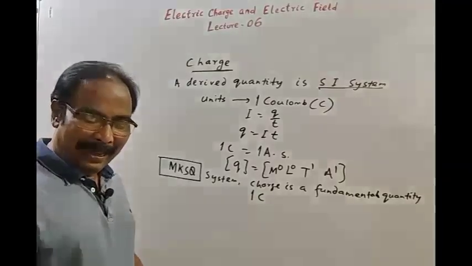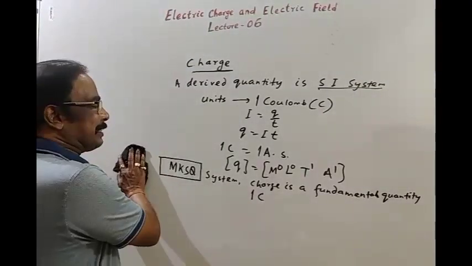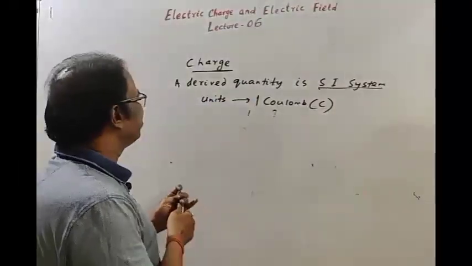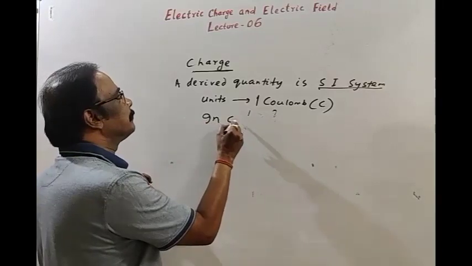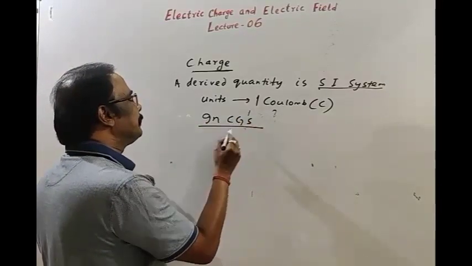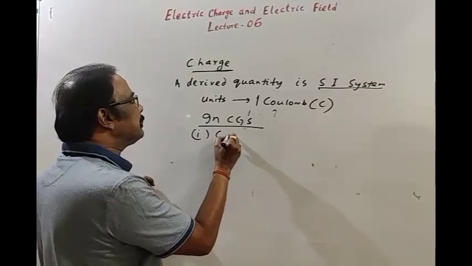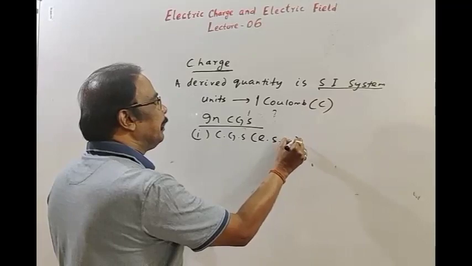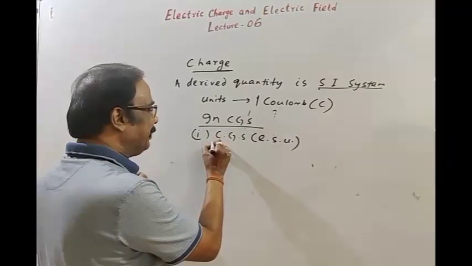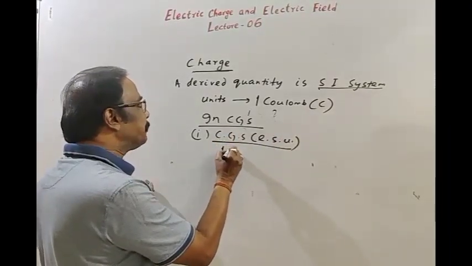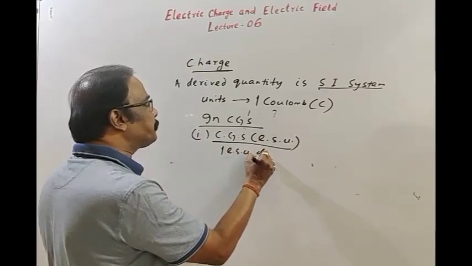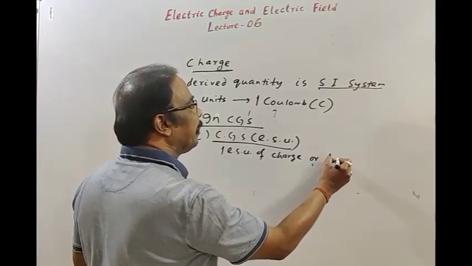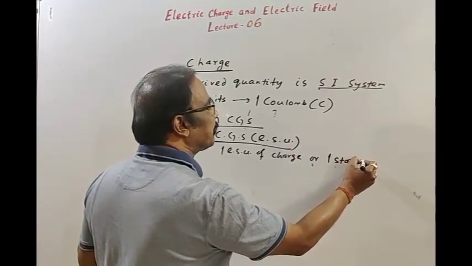Okay. Then in CGS, first is CGS ESU, electrostatic units. The unit of charge in CGS is 1 e.s.u of charge, or it may be written as 1 stat Coulomb.